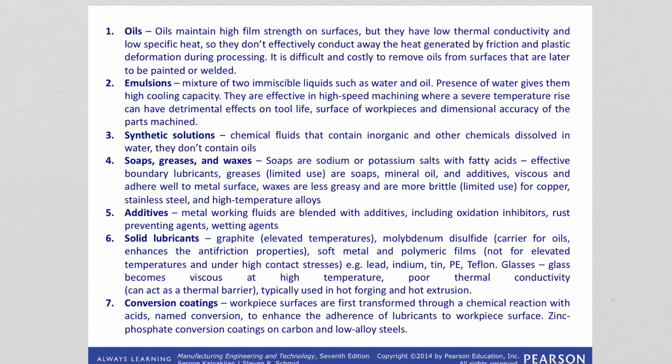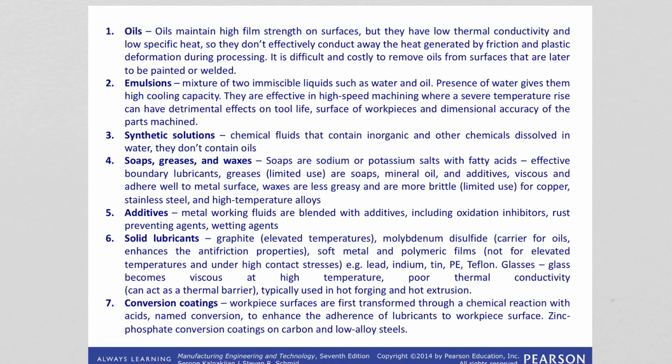And glass can also be used as a lubricant. Sometimes we mentioned it. This is the glass, because it becomes viscous at elevated temperatures, it can serve as a lubricant. And poor thermal conductivity also makes it attractive, because this way it can act as a thermal barrier between hot surfaces and cool dies. It is usually used as a lubricant in hot forging and hot extrusion.